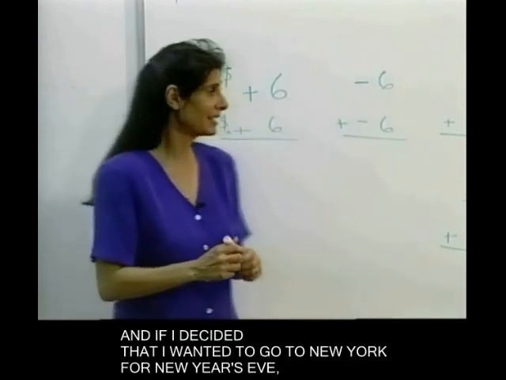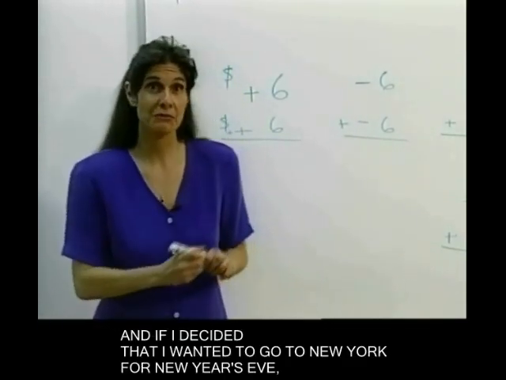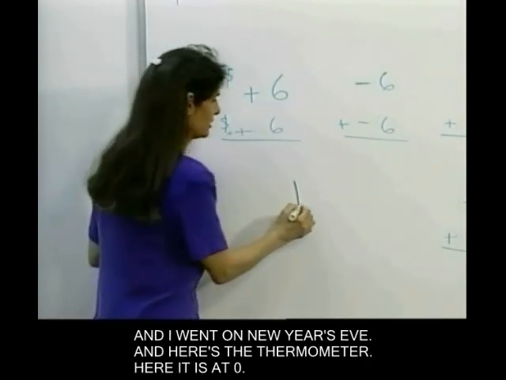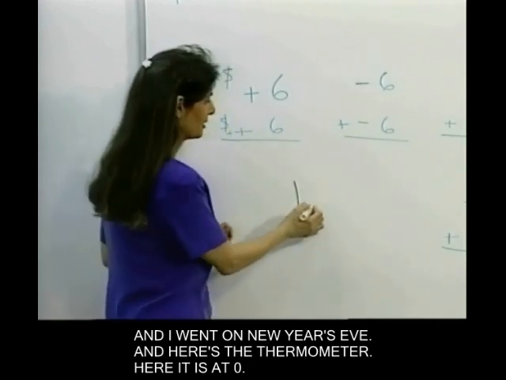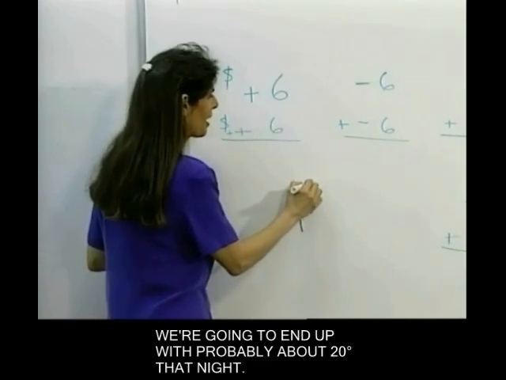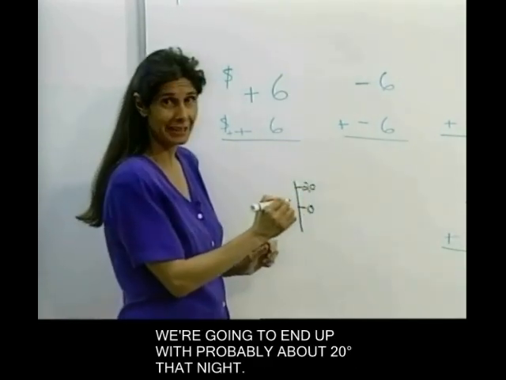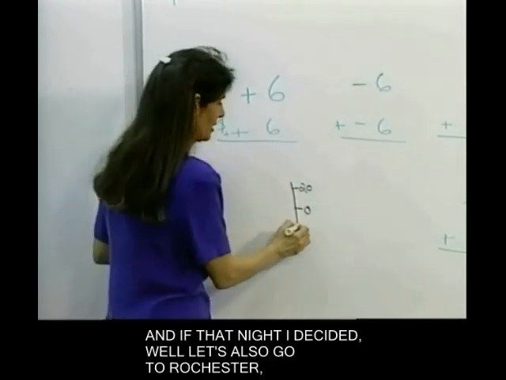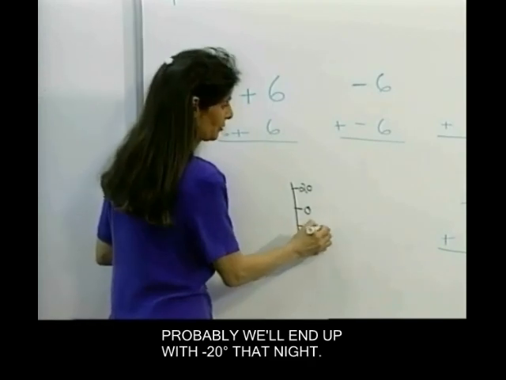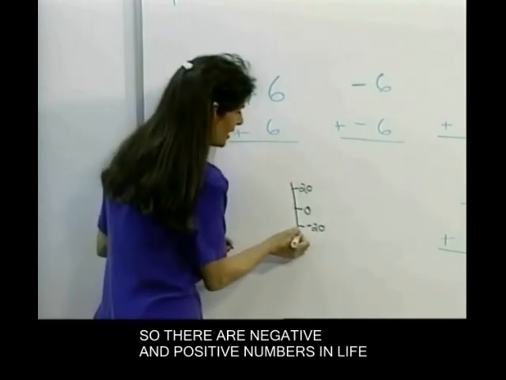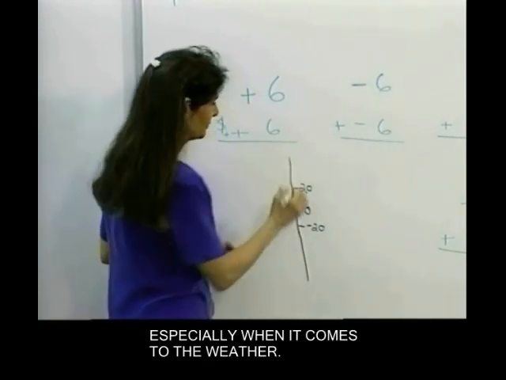And if I decided that I wanted to go to New York for New Year's Eve, and here's the thermometer. Here it is at 0. Well, let's say we go to New York on New Year's Eve. We're going to end up with probably about 20 degrees that night. And if that night I decided, well, let's also go to Rochester, probably we'll end up with minus 20 degrees that night. So there's negative and positive numbers in life, especially when it comes to the weather.